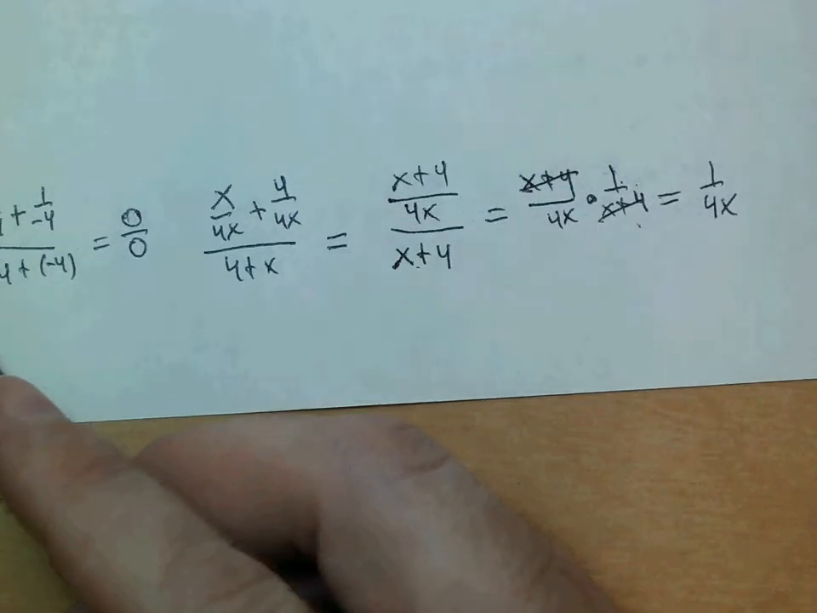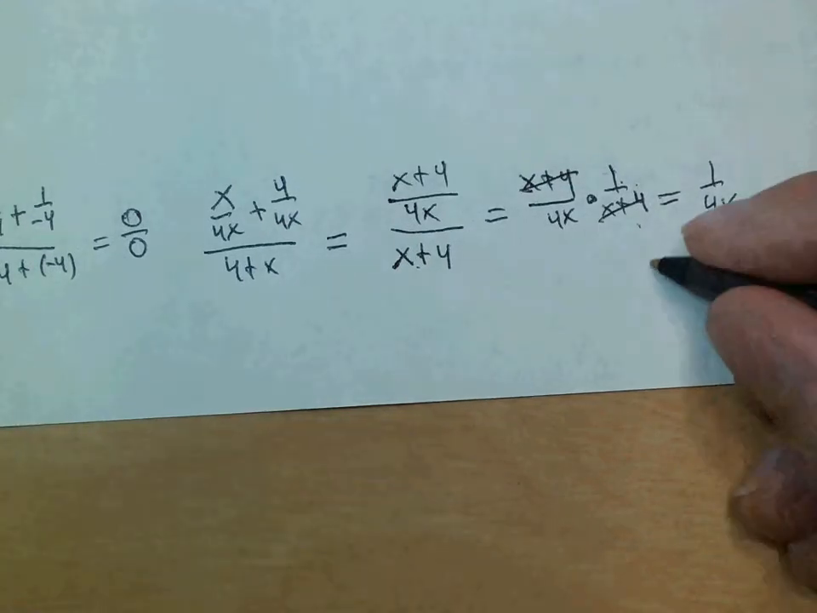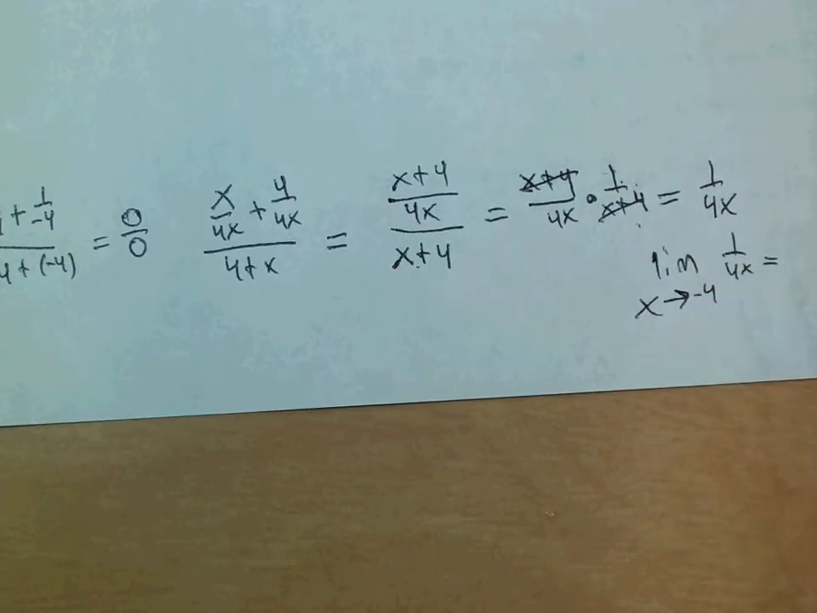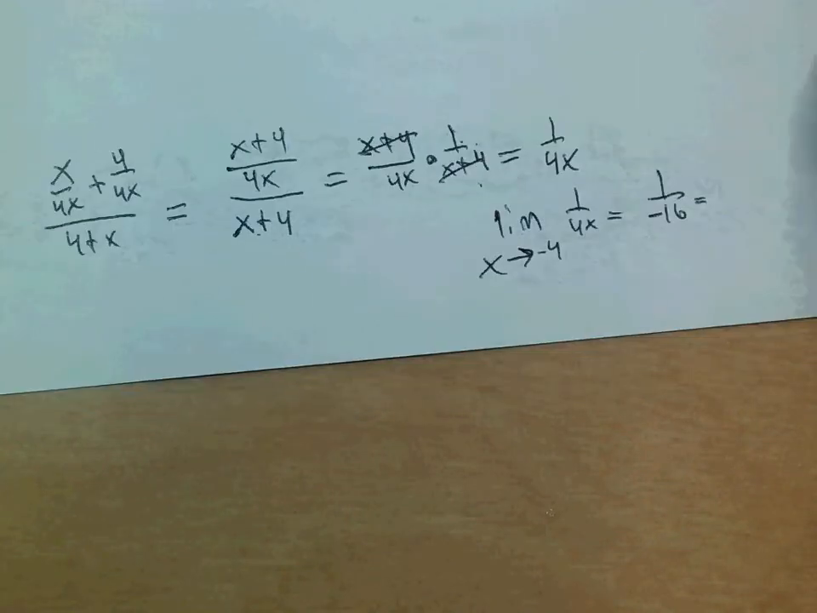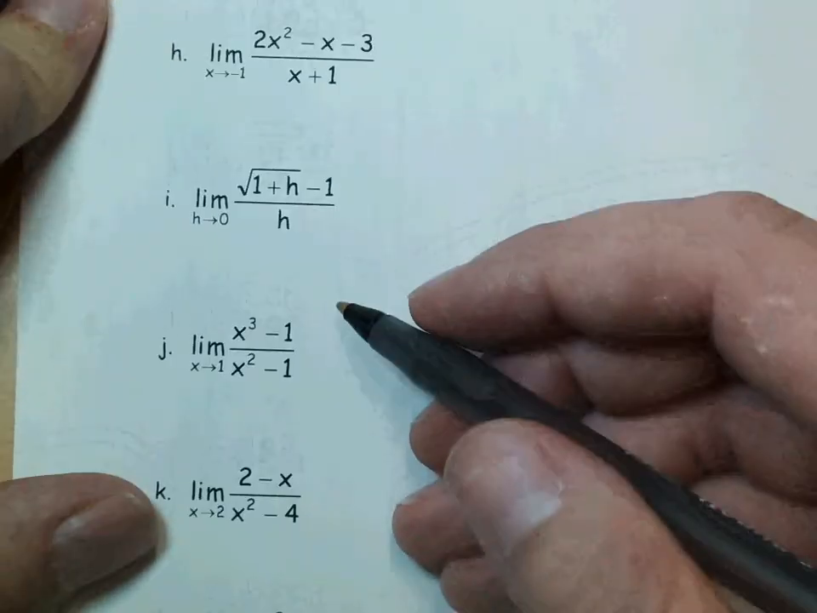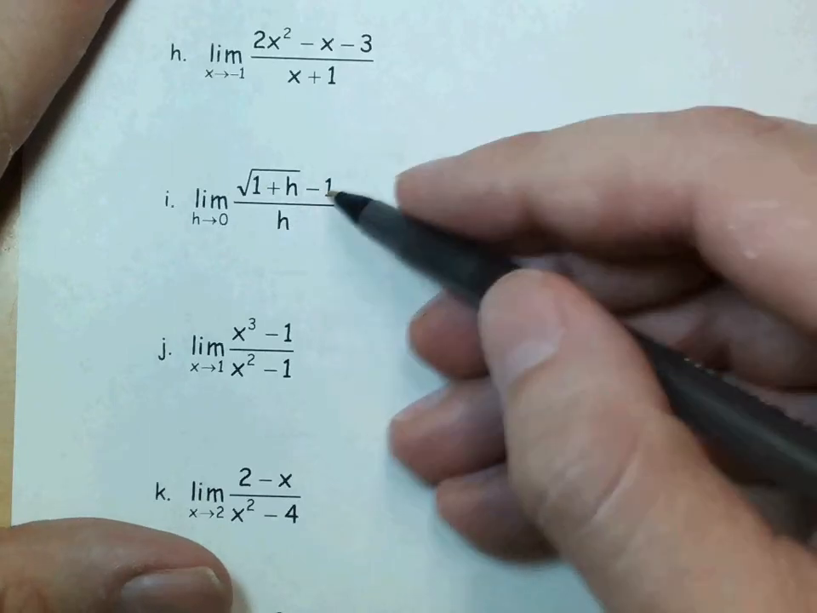Now, we should try again to use direct substitution. We're doing the limit as x approaches negative 4 of 1 over 4x, and this can be done with direct substitution. It's 1 over negative 16. We don't leave negatives in the denominator. It is negative 1/16.